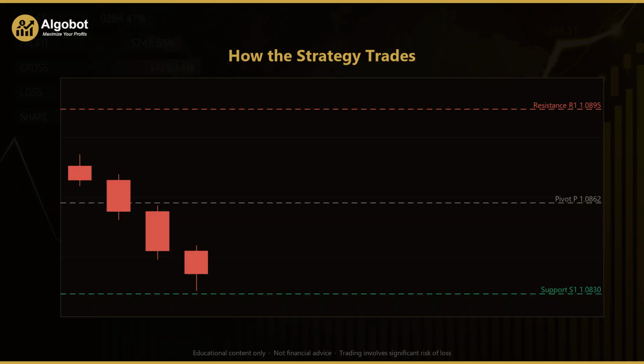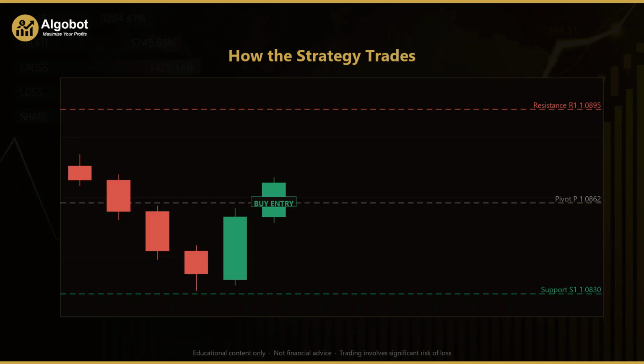Price is drifting lower, candle after candle, sliding down from the pivot toward the support line. This is exactly the kind of approach the strategy is waiting for. It doesn't chase the move down. It watches to see whether buyers defend the support zone. As the third and fourth candles print, price reaches down and taps support S1 at 1.0830, the lower reference line.